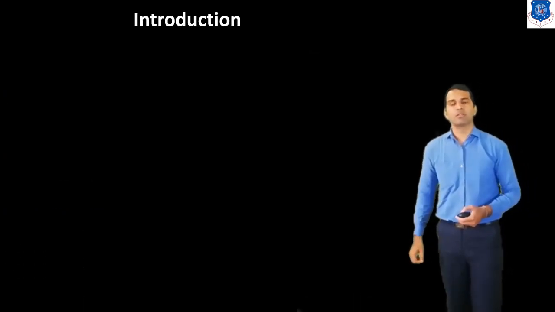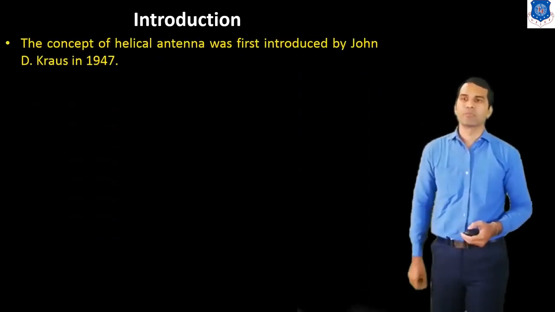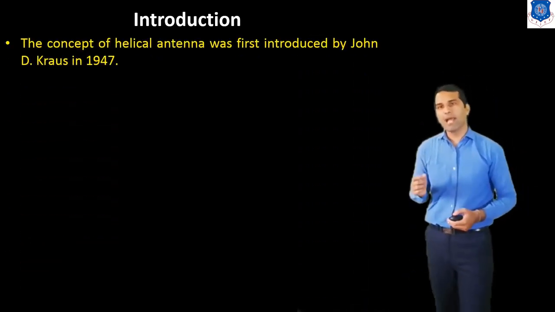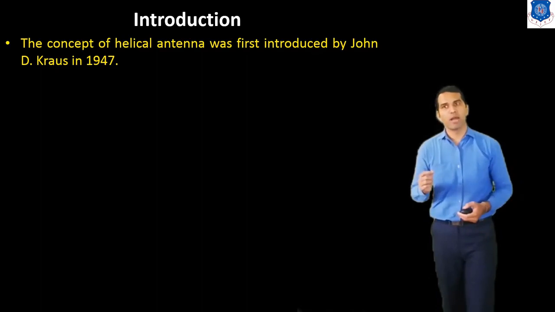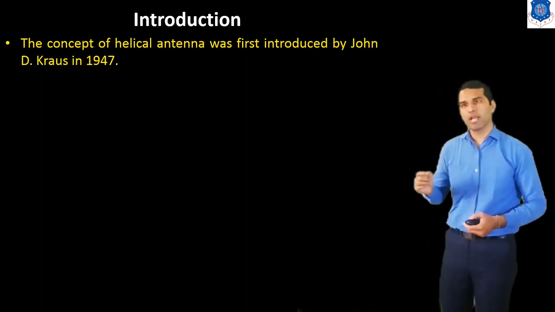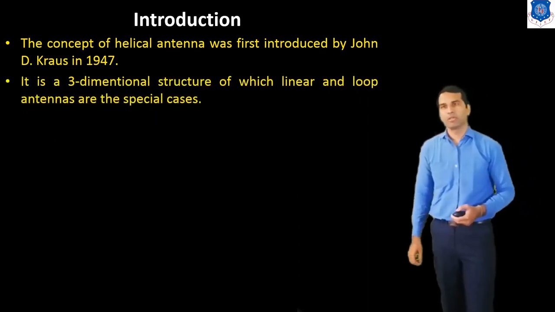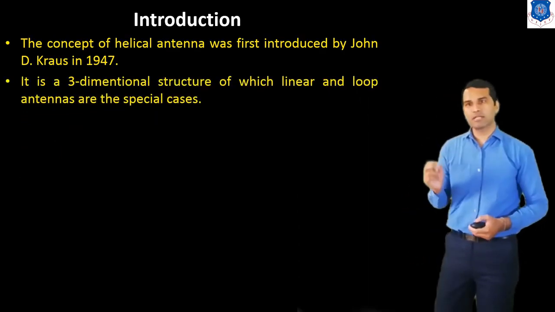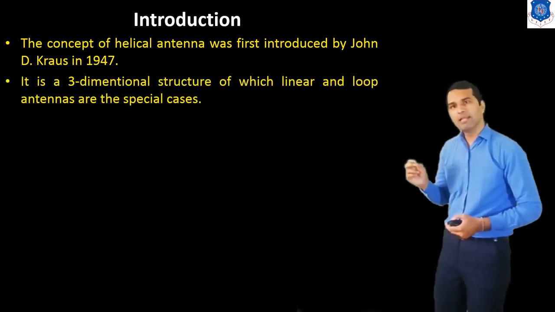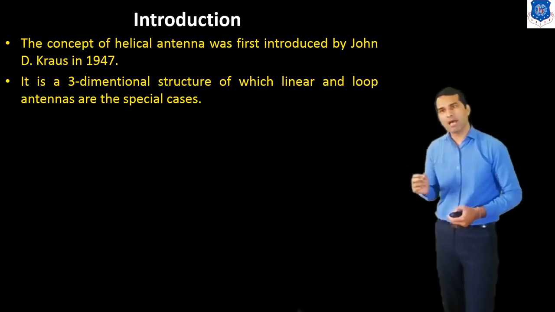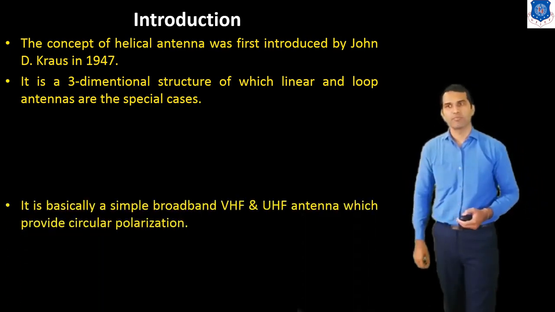Now we start the introduction of the helical antenna. The concept of the helical antenna was first introduced by John D. Kraus, that means J.D. Kraus, in 1947. It is a three-dimensional structure of which a linear and loop antenna are special cases.